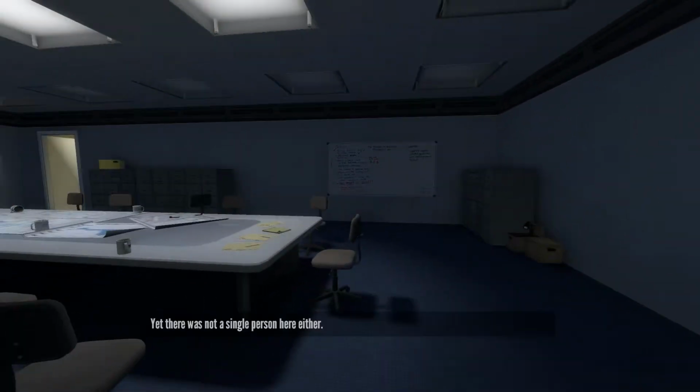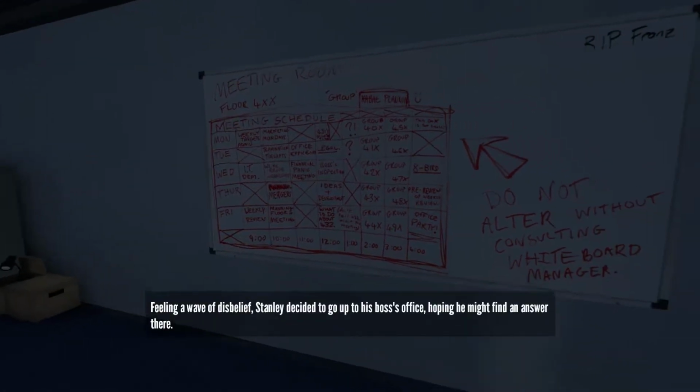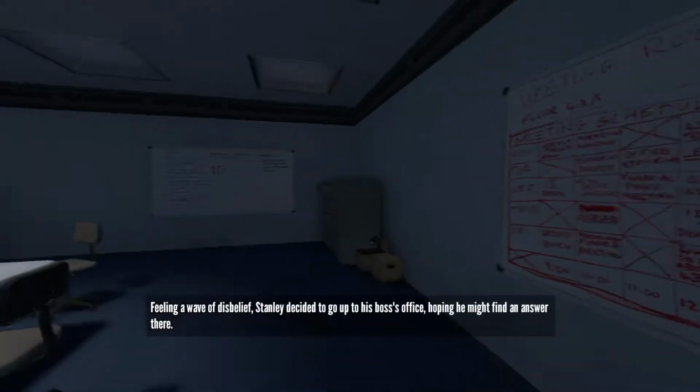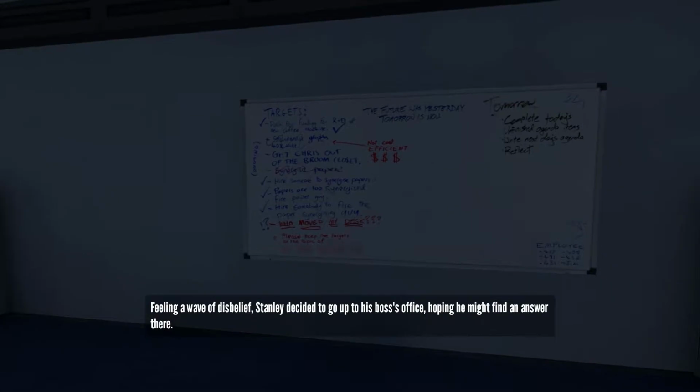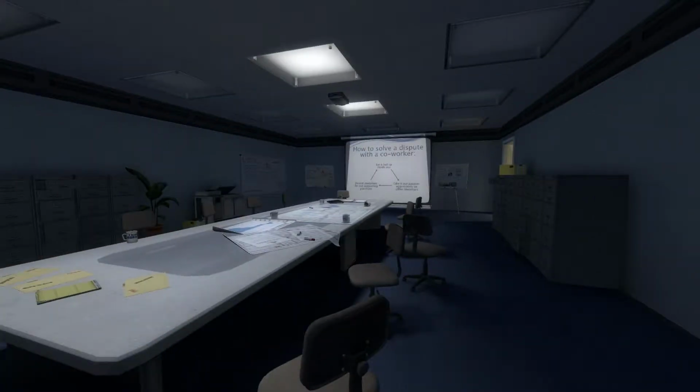Meeting room. Yet there was not a single person here either. Feeling a wave of disbelief, Stanley decided to go up to his boss's office, hoping he might find an answer there.